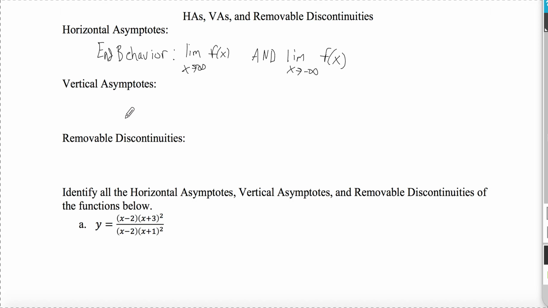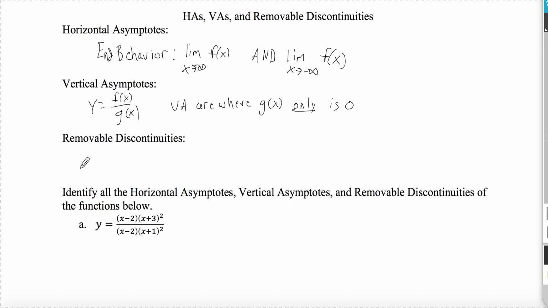What are vertical asymptotes? We can think about it this way as a shortcut. If we have some rational function, f of x over g of x, our vertical asymptotes are where g of x only is 0. So the denominator only is 0.